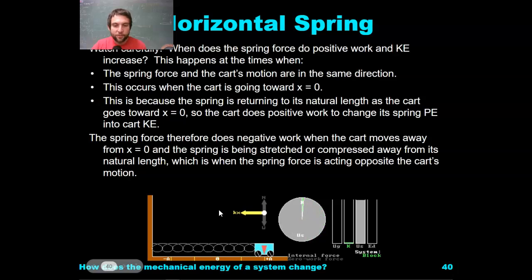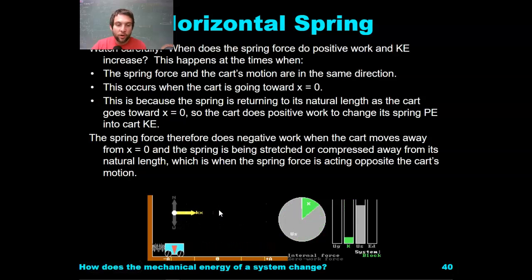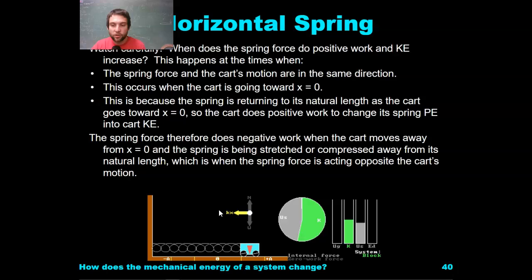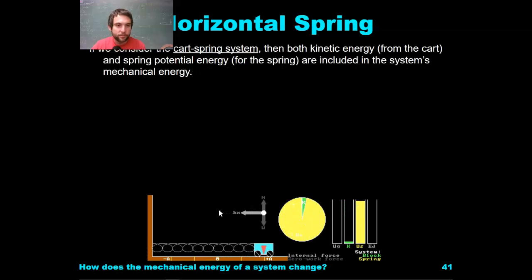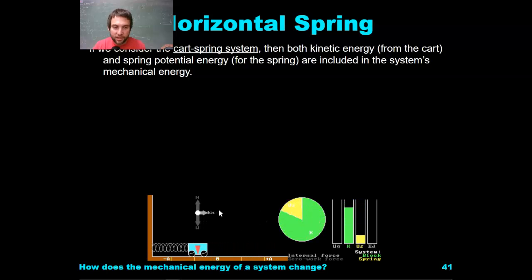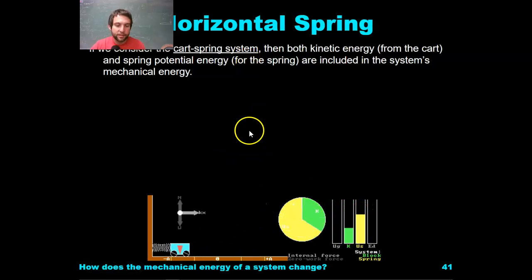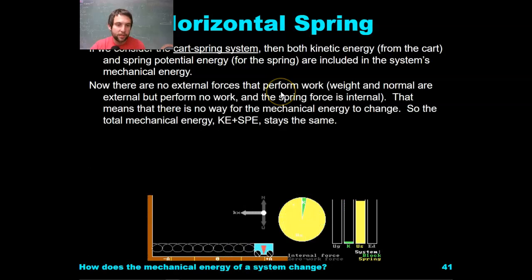The spring force, therefore, does negative work when the cart is moving away from x equals 0 and the spring is being stretched or compressed away from its natural length, which is when the spring force is acting in the opposite direction of the cart's motion. If we consider the spring-cart system, then both the kinetic energy of the cart and spring potential energy are included in the mechanical energy. So now we have kinetic energy and spring potential energy in this system because we are including the spring.